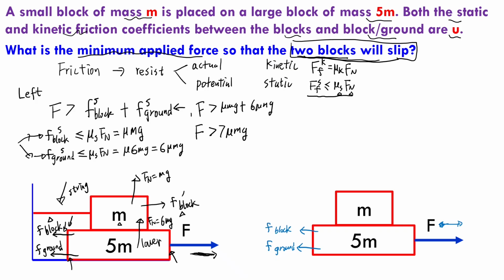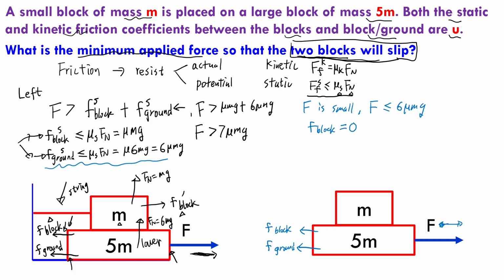The answer is it depends. Why? Because if the applied force is small, let's say the applied force is smaller or equal to 6 mu mg, which is the maximum static friction force the ground can provide. In this case, the friction force from the block should be 0.